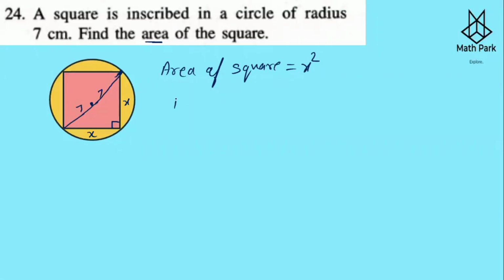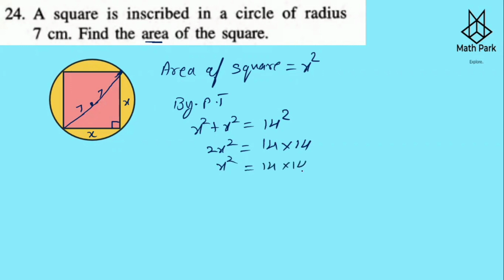By Pythagoras theorem, we have x square plus x square is equal to 14 square, because the diameter is 14 here. So 2x square is equal to 14 times 14. So x square is equal to 14 into 14 upon 2. 2 sevens are 14, and we get 7 into 14. 7 fours are 28, 2 carry, 7 ones are 7 plus 2, 9. So 98 centimeters square is the area of the given square. Easy, wasn't it? This was the easiest question.